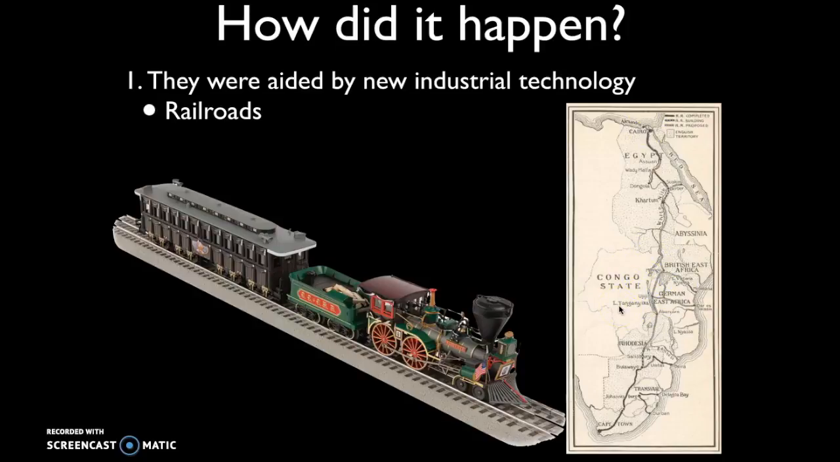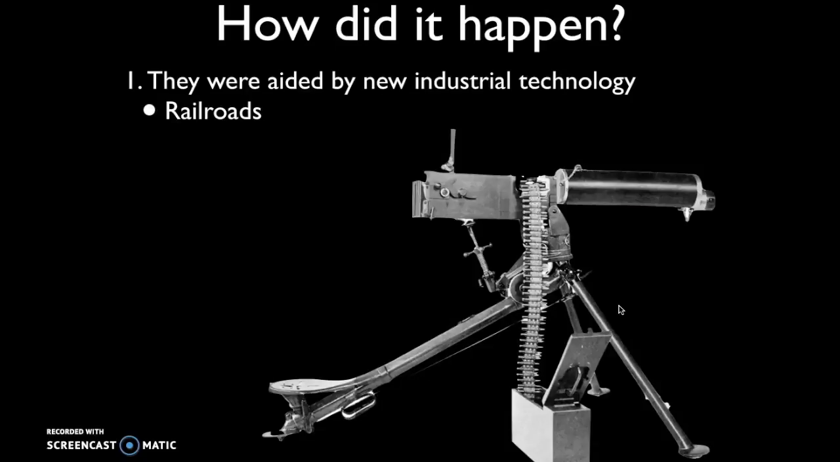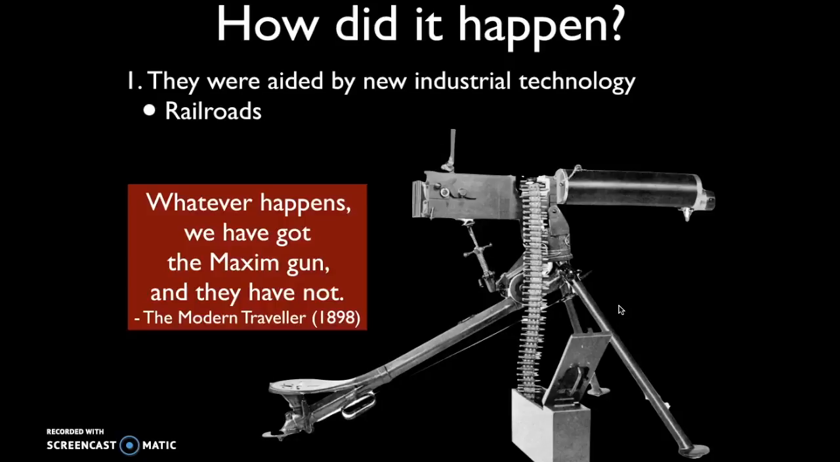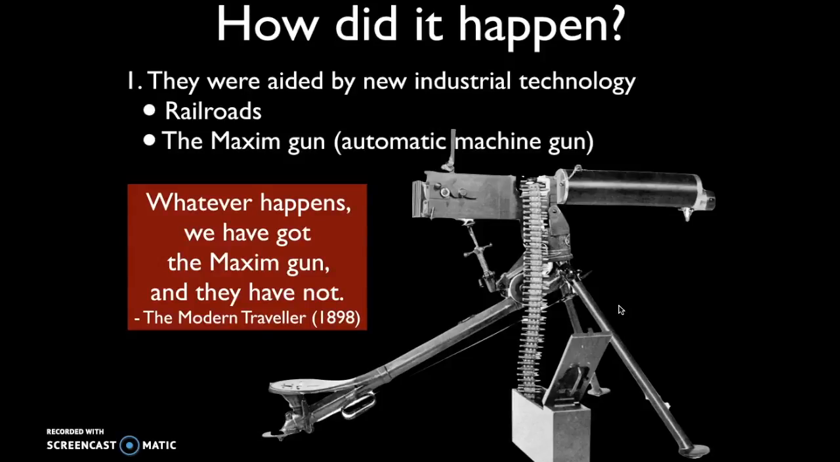Now, the other major technological advantage they had was in weapons. So by the late 1800s, Europeans had developed a new type of weapon of war, the Maxim gun, and the famous saying, whatever happens, we have got the Maxim gun and they have not. So the Maxim gun, or the automatic machine gun, was a huge military advantage that the Europeans possessed, which allowed them to quickly defeat Africans who were actively resisting. I mean, you had groups like the Zulus who actively resisted attempts by the British to colonize the region of South Africa, but ultimately they stood no match for the firepower that the Europeans brought with them.